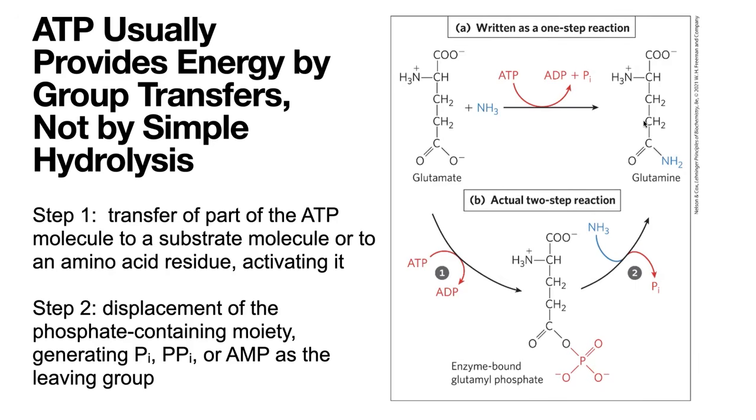And you're left now with your glutamine, in addition to the ADP and the inorganic phosphate. So although what you see written is this simple looking thing, what's actually happening is a little more complicated. But because of the state function nature of delta G, it has the same overall free energy change as if you were to just do this directly.